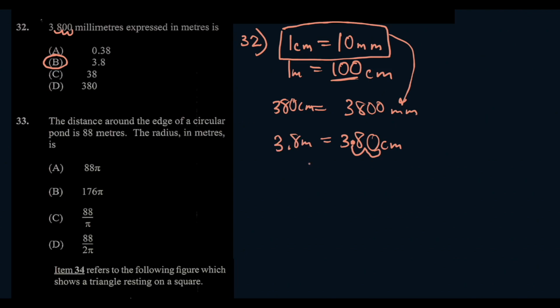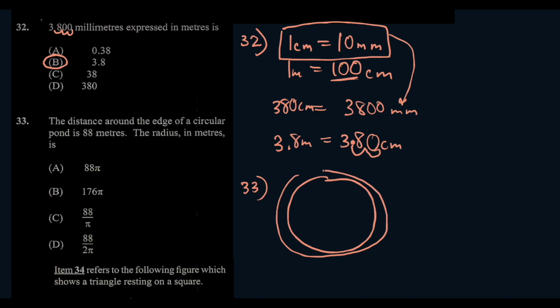So this next question says the distance around the edge of a circular pond. So let's just say that we had a circular pond here. So this is a pond of water, which is a circle. So around this pond is 88 meters. So straight around this pond is 88 meters. The distance from there to there is 88 meters.